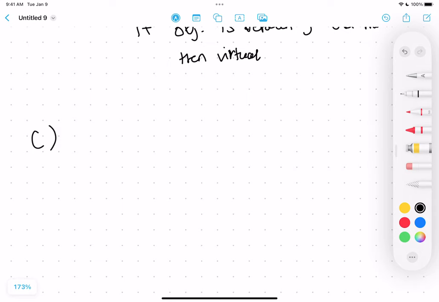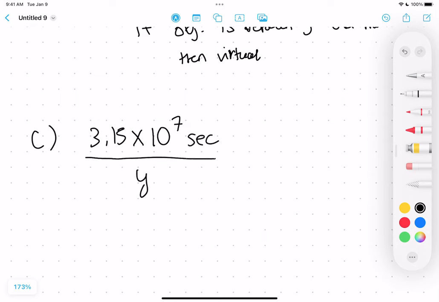There's no lens maker equation on the sheet, but okay, cool. 3.15 times 10 to the 7th seconds in 1 year. So that's the number of seconds in 1 year: 3.15 times 10 to the 7th.